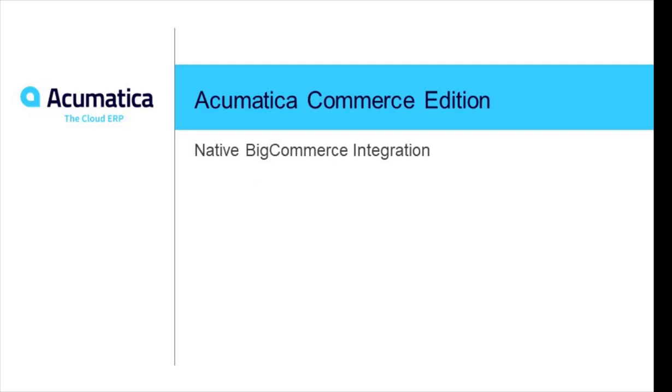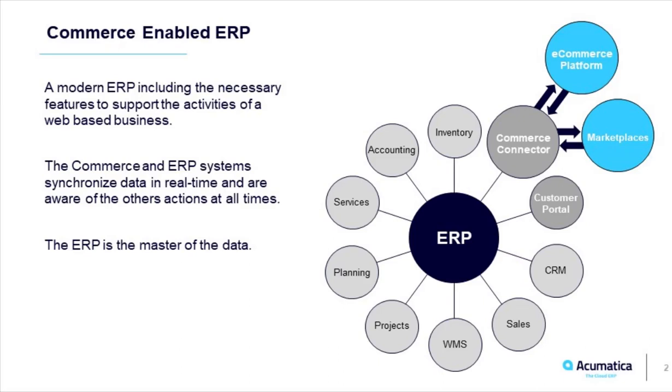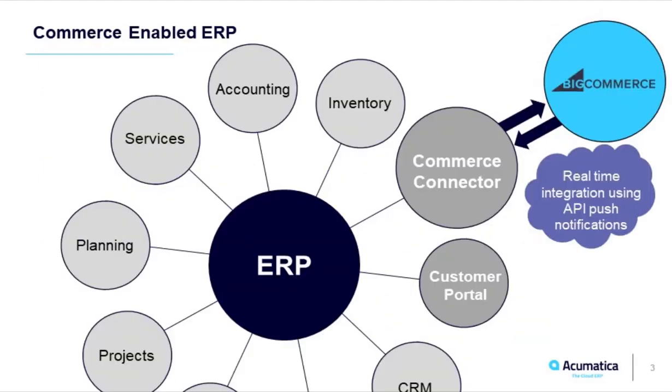Introducing Acumatica Commerce Edition's native integration to BigCommerce. The Acumatica Commerce Edition is a commerce-enabled ERP. It supports the many functions of B2C, B2B, and D2C merchants who sell in an omni-channel sales environment. From one location, Acumatica manages sales, inventory, financials, CRM, fulfillment, and much more.